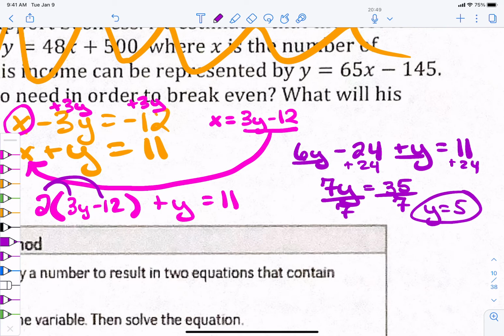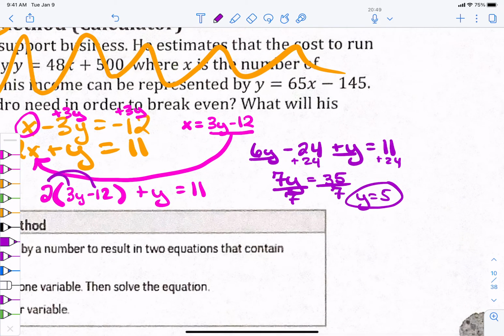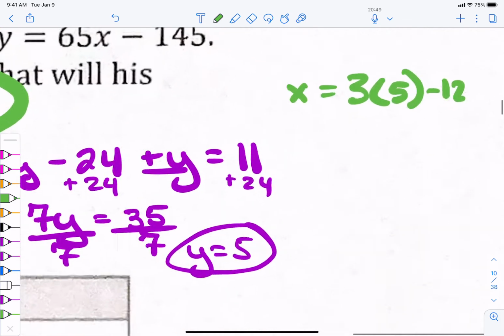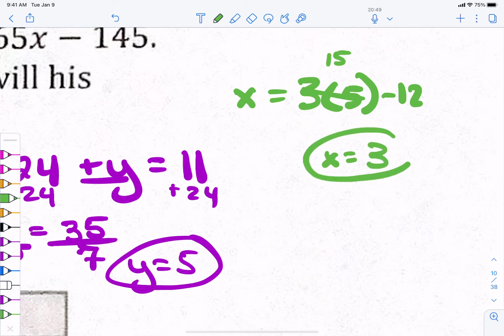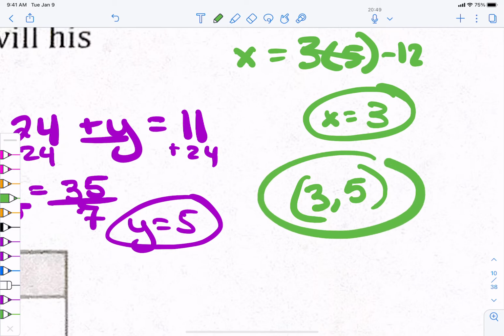We're not done yet. We have to put that back in for y, so we can put it into any equation that we want to, but really, really nice would be to plug it in right here, because we have x solved for, right? So x is equal to 3 times y minus 12, or 3 times 5 minus 12. 3 times 5 is 15 minus 12 is 3. Beautiful. Okay, but we're going to write our answer as 3 comma 5 because it's x and then y, right?